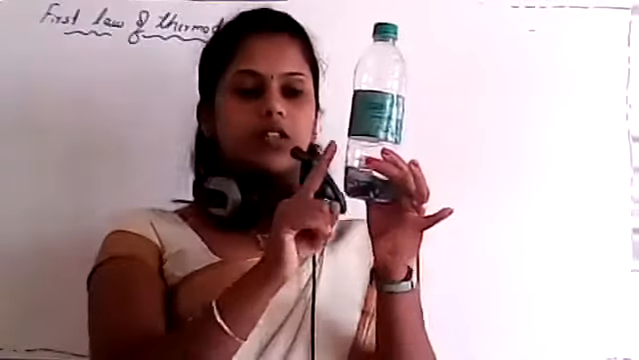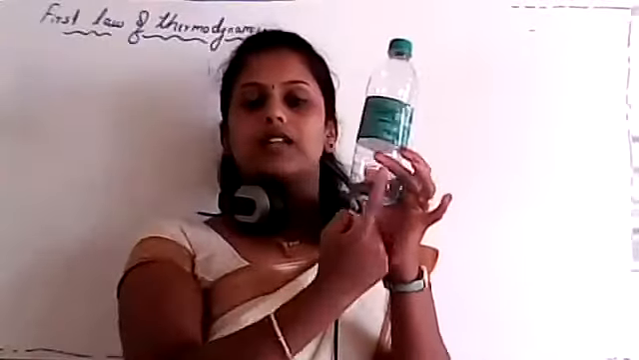So this is a difference, isn't it? The surrounding and the system will be differentiated by a boundary. That may be an imaginary boundary or it has a wall which separates the system from the surrounding. In this case, the bottle is nothing but your boundary.